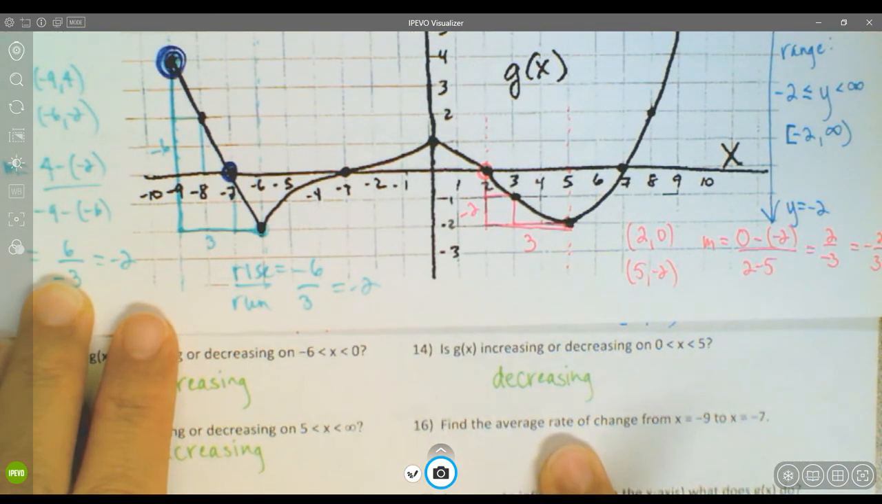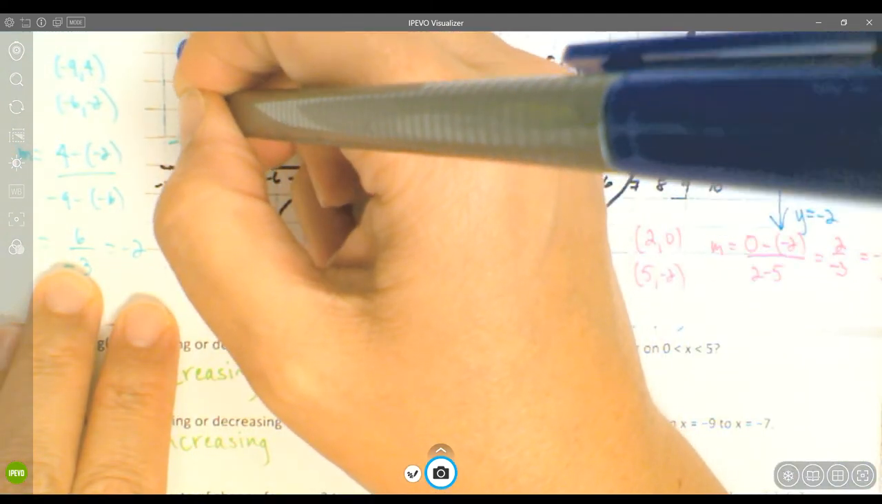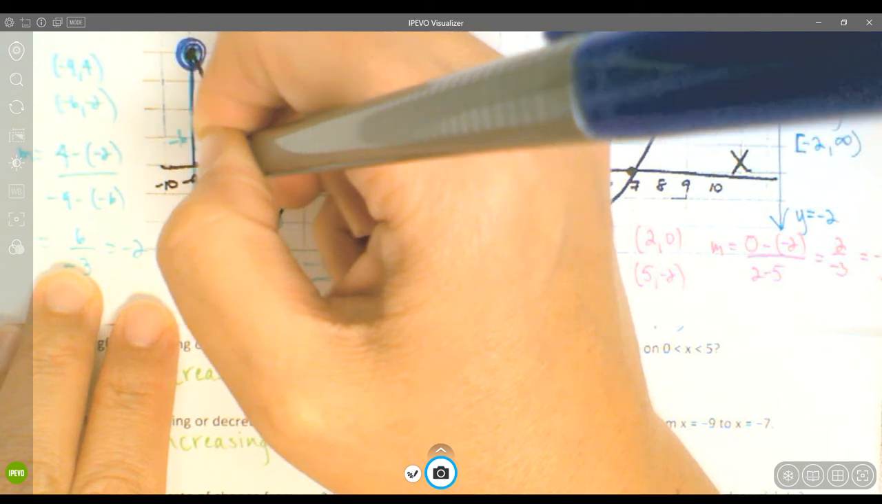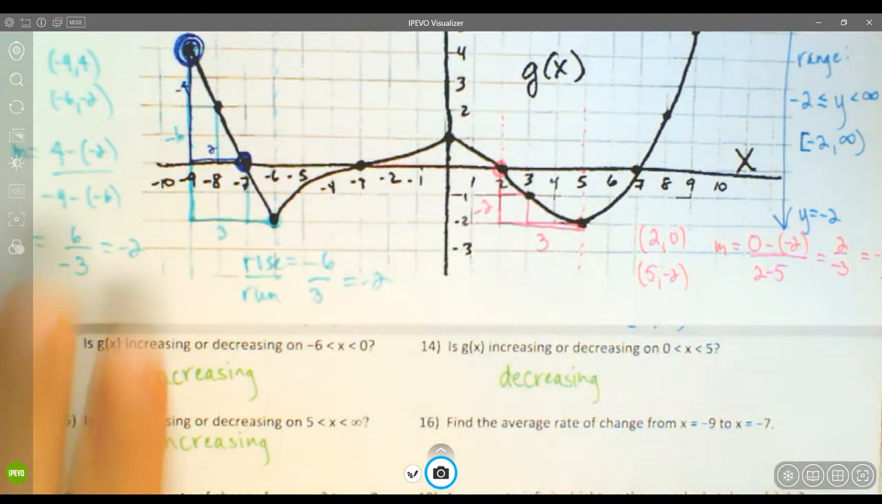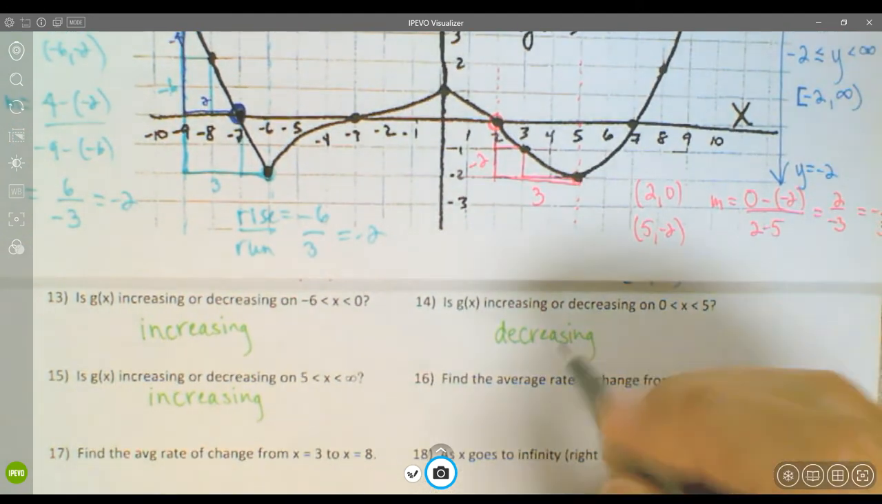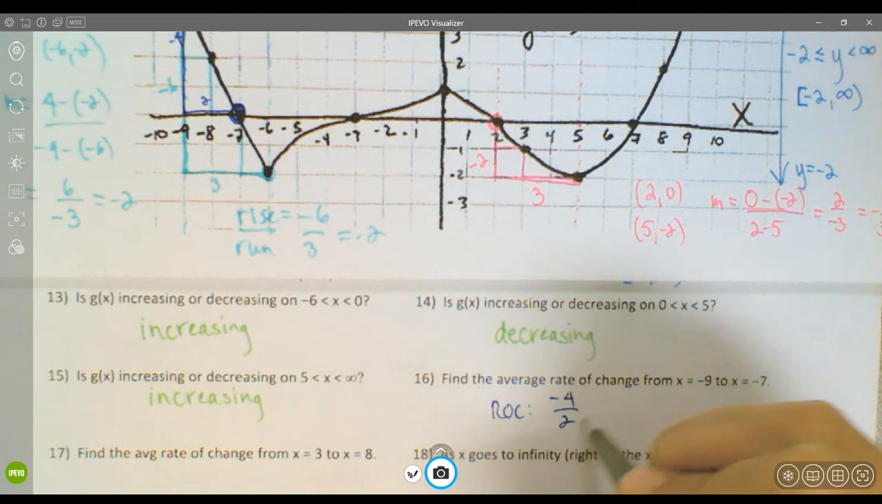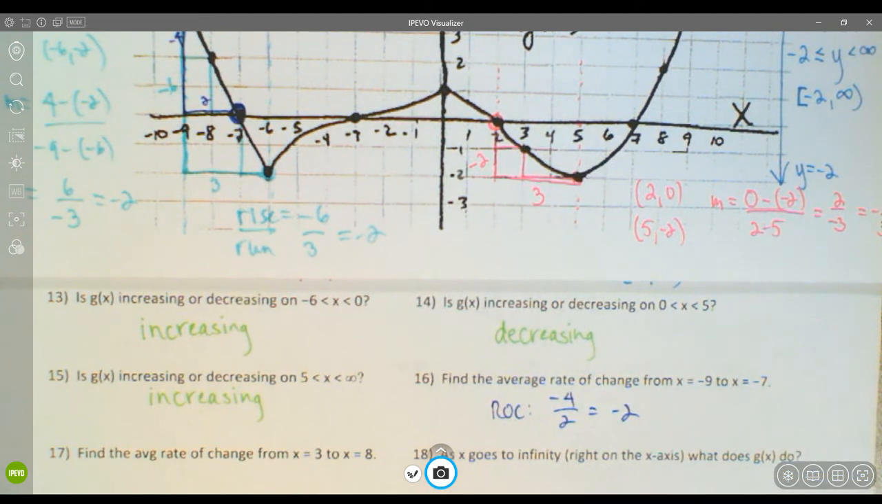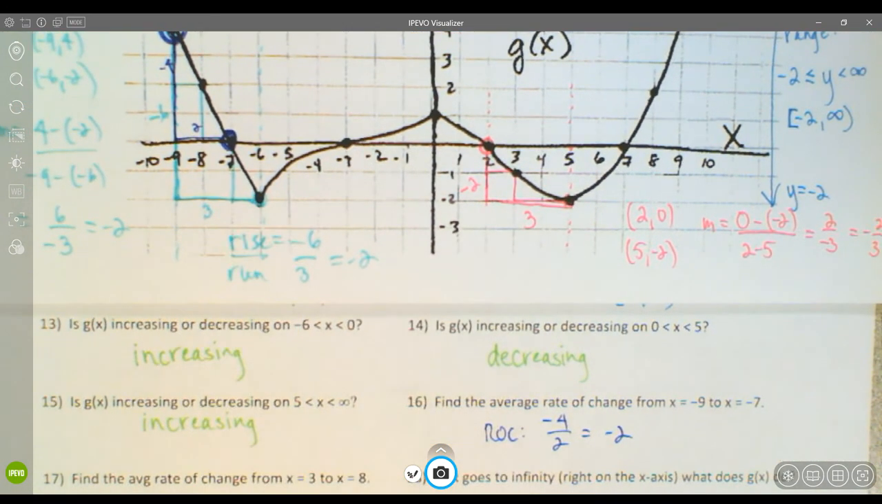What is my rate of change? Well, we're going to go down 1, 2, 3, 4. Then we're going to go to the right 2. So we are taking negative 4 divided by 2. So my average rate of change is negative 2, which makes sense because it's within this other interval that I had, and we see that it's a straight segment.